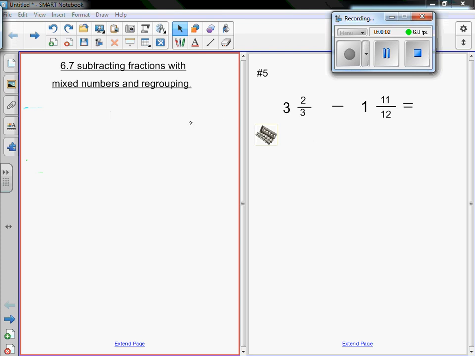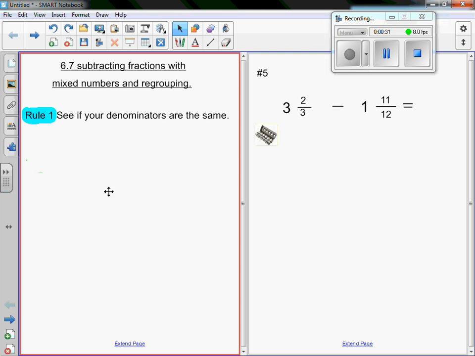Okay, today we're going to be talking about Go Math 6.7, subtracting fractions with mixed numbers and regrouping. This seems like a really tough one. It actually is probably as hard as it gets in 5th grade with fractions. It's a combination of everything we've learned, but hopefully this will make a lot of sense. I simplified it into 2 simple problems. I'm going to work this first problem out as I explain the rules, and then I'll help you with a few other problems. So the first part, rule number 1.